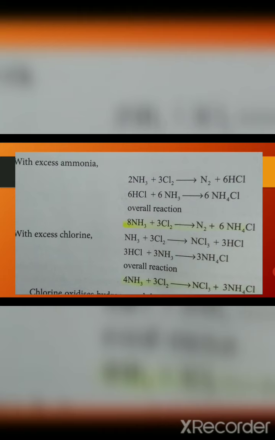So the overall reaction, 8 ammonia plus 3Cl2 gives N2 plus 6NH4Cl, ammonium chloride. Similarly with excess chlorine, NH3 plus Cl2 gives NCl3 plus 3HCl. Let us see the overall reaction. Ammonia plus 3Cl2 gives NCl3 plus 3NH4Cl, ammonium chloride. So this is the overall reaction when excess chlorine is there.